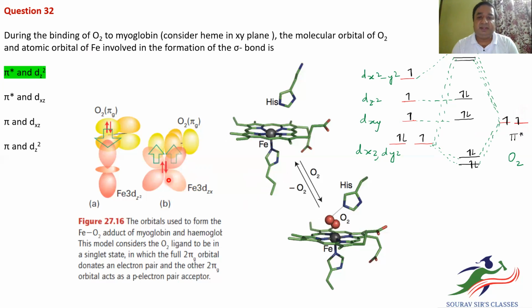Now, since it has been said that this is the xy plane, obviously the orbitals lying in this direction for a suitable combination with the oxygen 2 pi g will always be 3d xz. So obviously the orbitals that are going to be involved in the sigma bonding, and over here they have not asked for the back bonding, but for the sigma bonding, we can say it is going to be pi star and dz square. So I hope that explains the query that you had in this question.